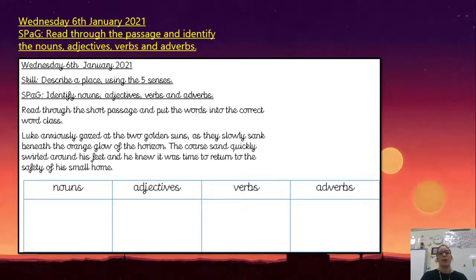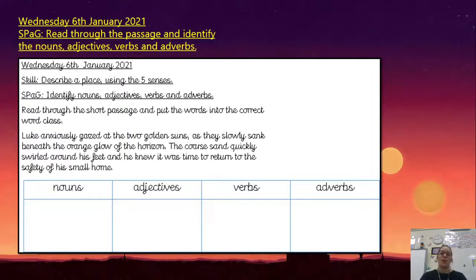So we've got Luke anxiously gazed. It's telling us the verb is gazed, and it's telling us how he gazed. He gazed anxiously, so anxiously would be the adverb. I'll read the passage with you. Luke anxiously gazed at the two golden suns as they slowly sank beneath the orange glow of the horizon. The coarse sand quickly swirled around his feet, and he knew it was time to return to the safety of his small home.